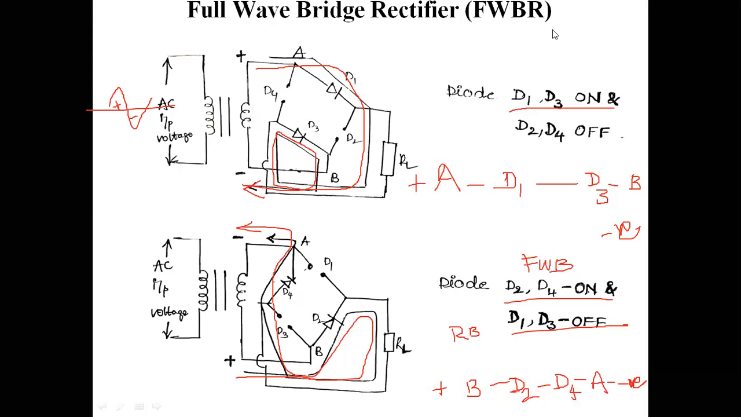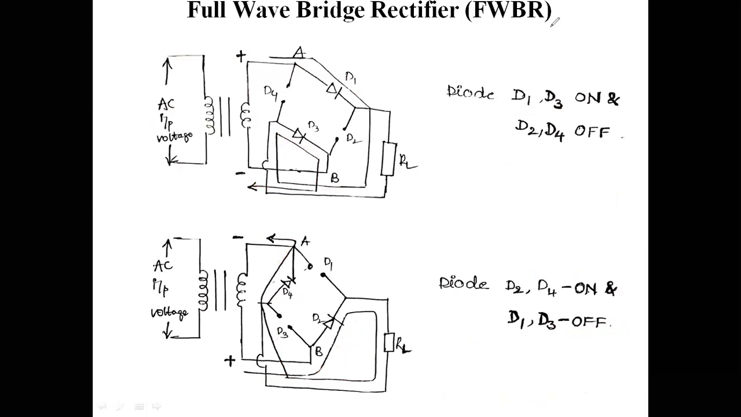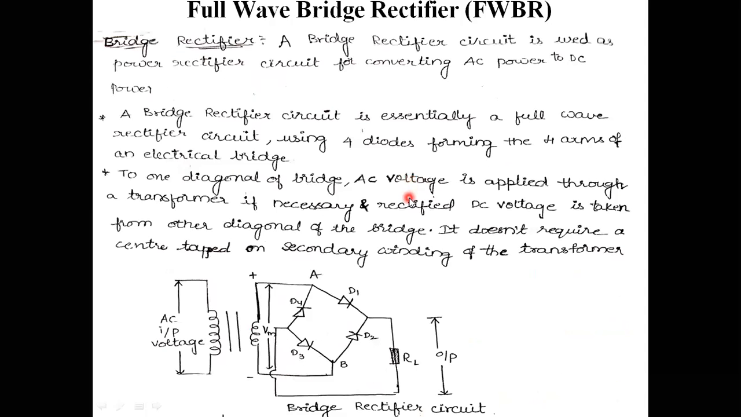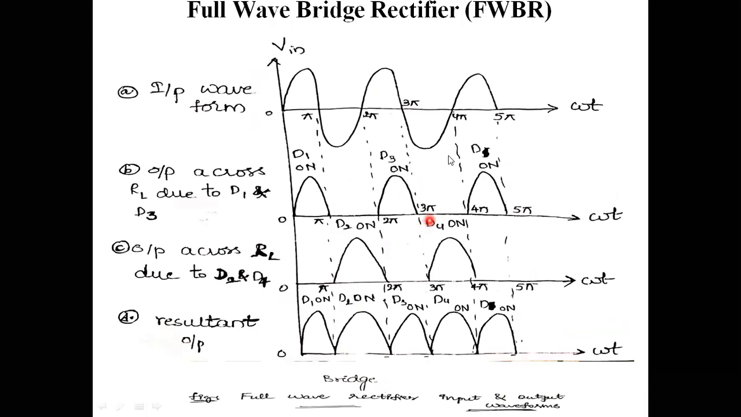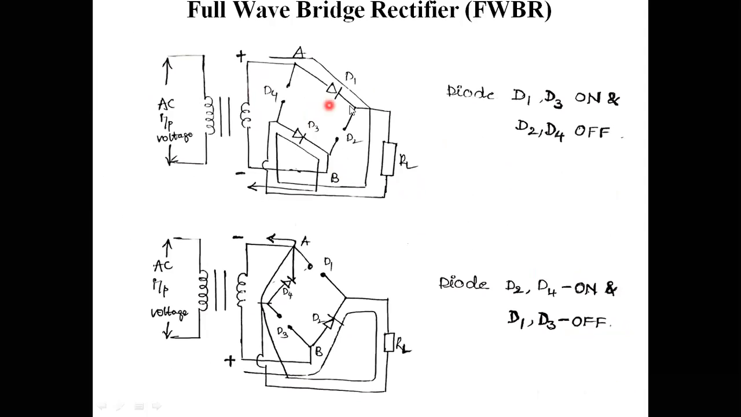This is the main part to know the operation of the entire circuit, the bridge rectifier. First one is principle, next one is construction, next one is operation. Here we will see this operation by taking the positive half cycle.